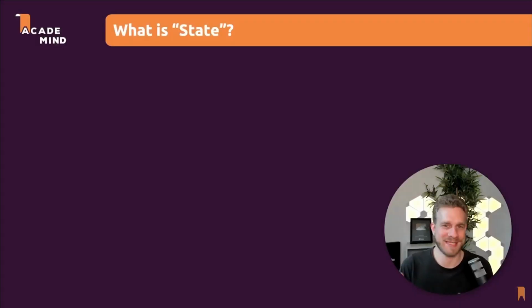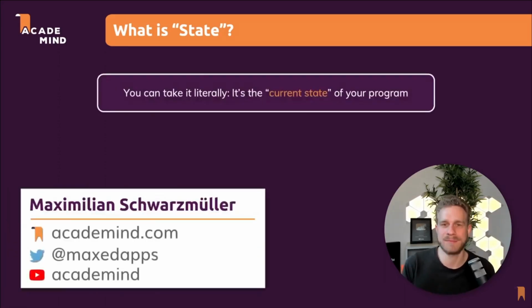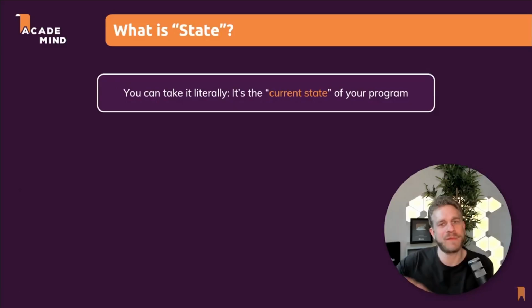So, what is state in the end? Well, you can take it quite literally. It is the current state of your program. But that might not be too helpful. So let's step away from programming and development for a second and think about the real world. What is my current state? I'm sitting here. I also have some coffee here, and currently this coffee is still hot. So the state of this coffee is that it's hot.